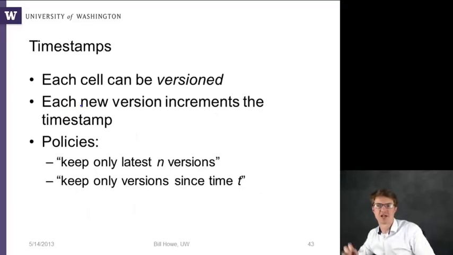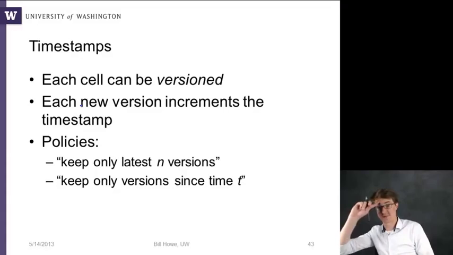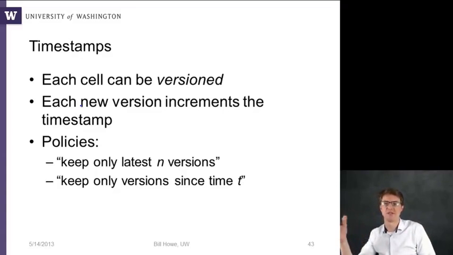All right, and then each cell can be versioned, which is the third part of that key lookup, right? Row ID, column name, and timestamp. And each new version increments that timestamp. And so here you can enact different kinds of policies where you only keep the latest n versions, or you keep only the versions since a given timestamp.